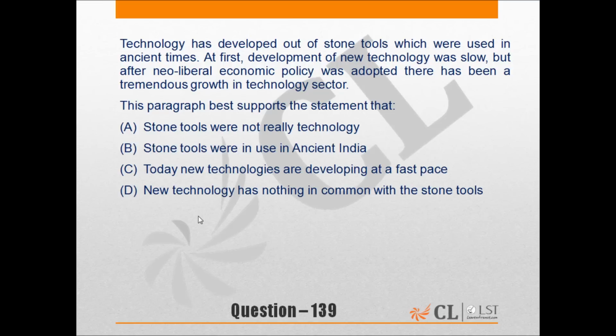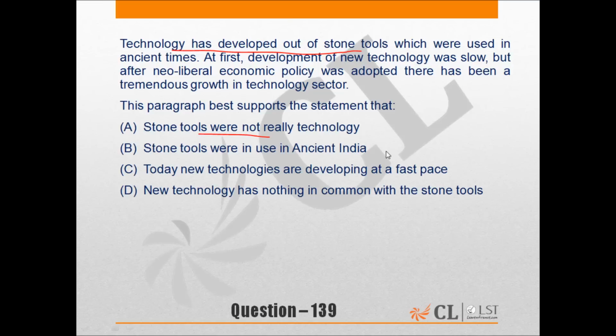Question 39, another question of the same type. Technology has developed out of stone tools which were used in ancient times. At first, the development of etc. This paragraph best supports the statement that stone tools were not really technology. But over here we are clearly told in the paragraph technology has developed out of stone tools. So technology began from stone tools. Stone tools were not really technology. This does not follow at all. Option A is therefore negated.